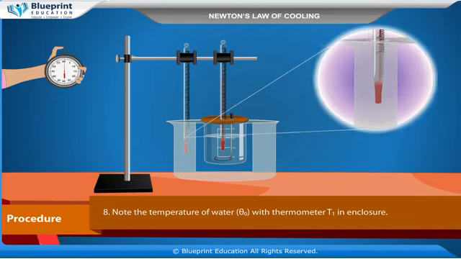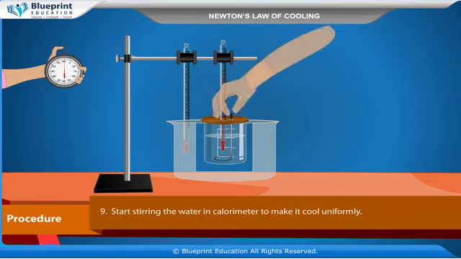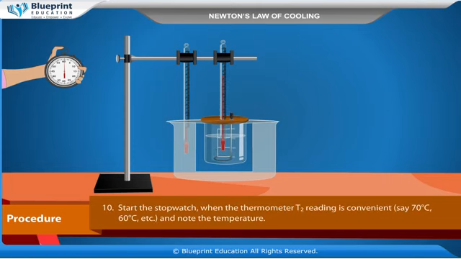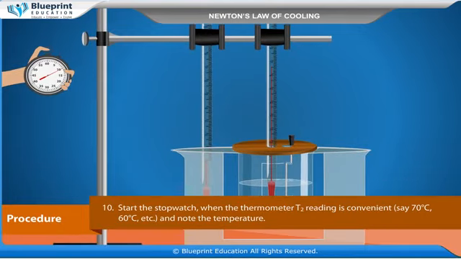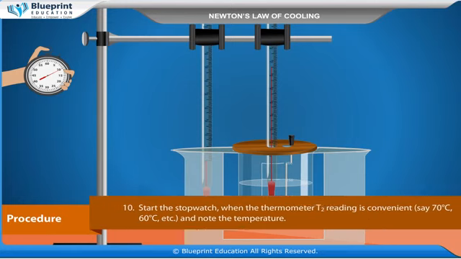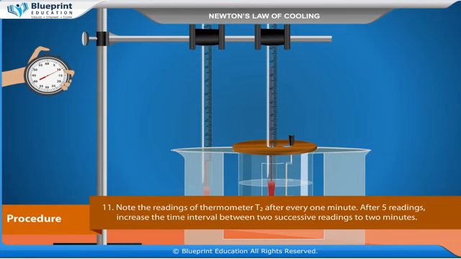Note the temperature of water θ0 with thermometer T1 in the enclosure. Start stirring the water in the calorimeter to make it cool uniformly. Start the stopwatch when the thermometer T2 reading is convenient, say 70 degrees Celsius, 60 degrees Celsius, etc., and note the temperature. Note the readings of thermometer T2 after every 1 minute.